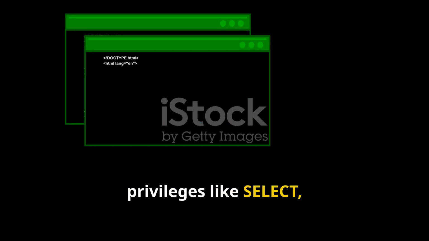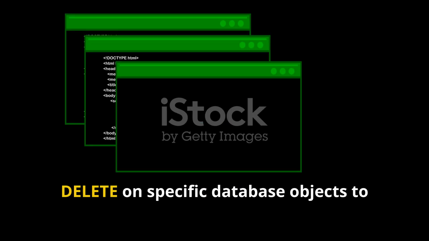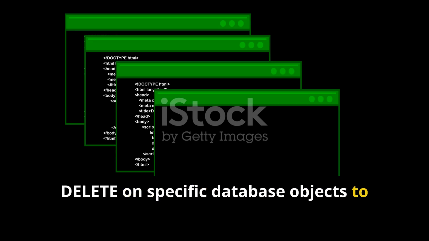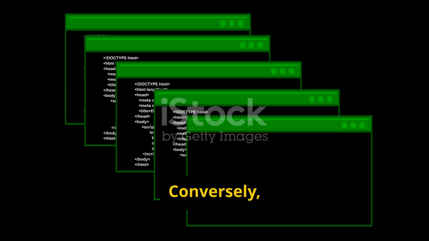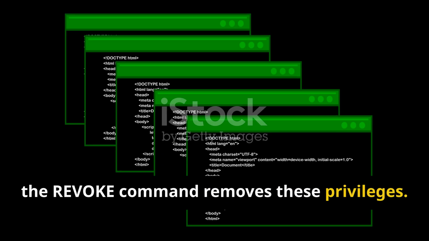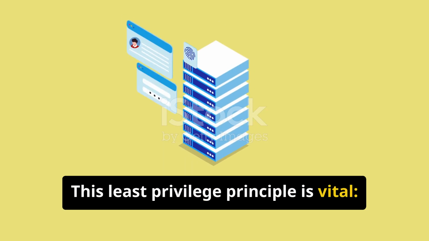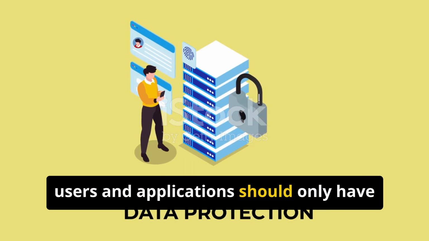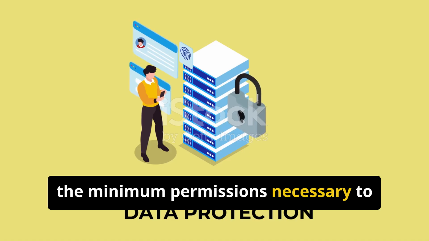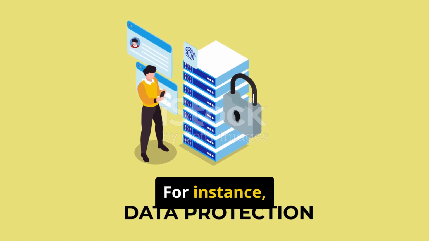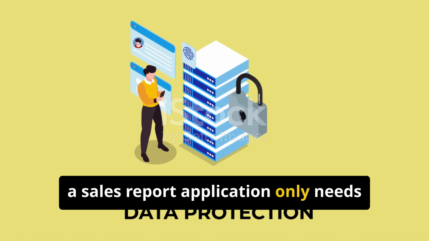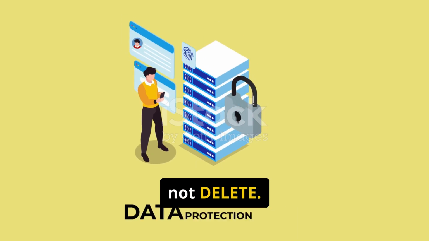We use the grant command to assign privileges like select, insert, update, delete on specific database objects to users or roles. Conversely, the revoke command removes these privileges. This least privilege principle is vital. Users and applications should only have the minimum permissions necessary to perform their functions. For instance, a sales report application only needs select access, not delete.